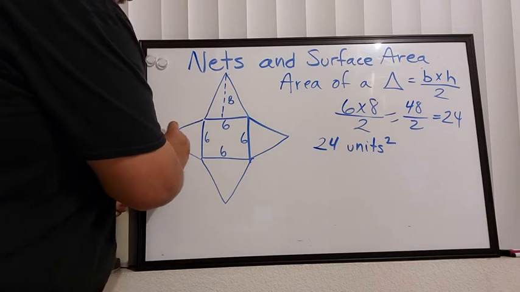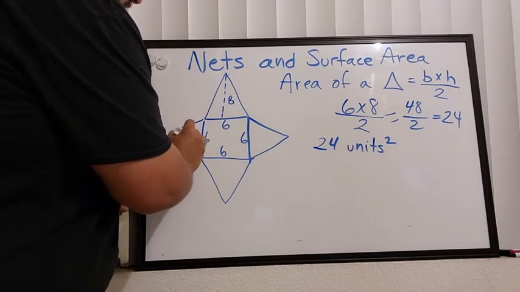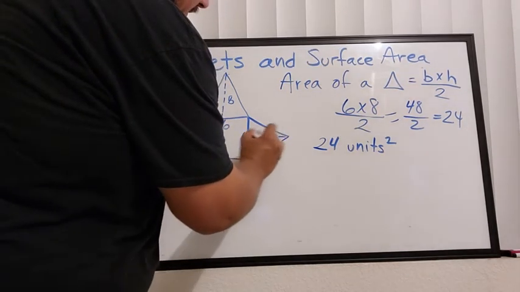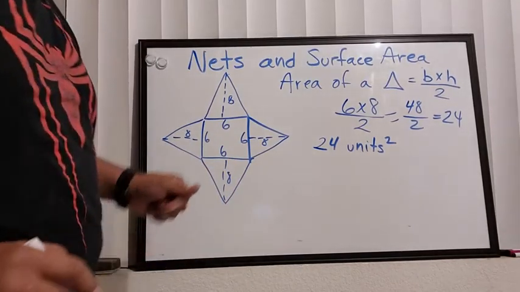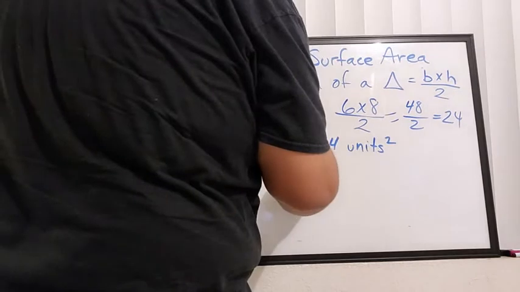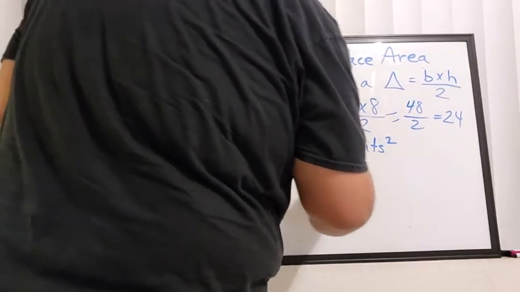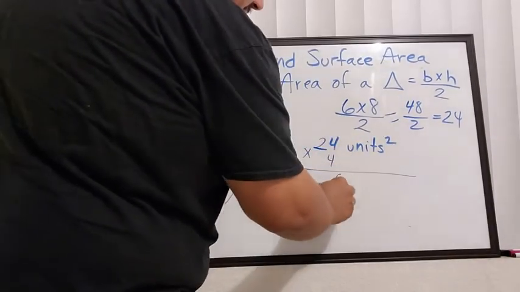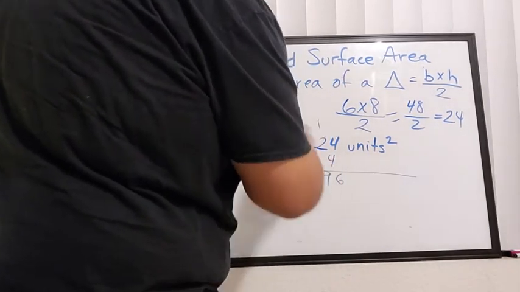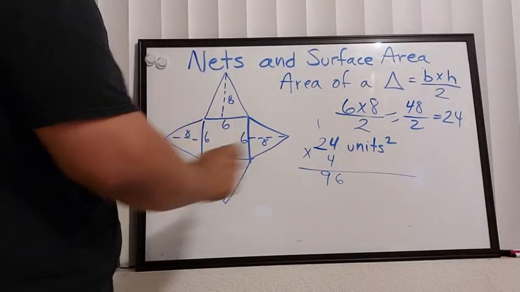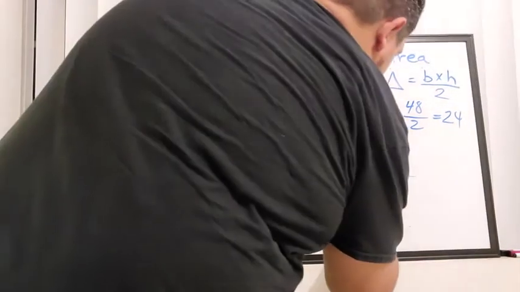Now we got to remember we have 4 triangles. All these are exactly the same size. So we're going to have to multiply 24 times 4. 4 times 4 is 16, carry the 1. 4 times 2 is 8, plus 1 is 9. So for our 4 triangles, we're going to have 96 units squared.